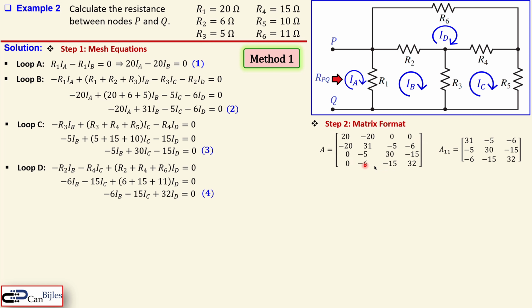Now we will determine the determinant of this matrix A and the determinant of this matrix A11. And then the ratio of these two, determinant of A divided by the determinant of A11, will give you the required resistance between the P and Q. Now the determinant is shown here. So we go, let's say, by this row. You can also go by this column. It doesn't matter how you go, but this is more efficient because we have here 2 zeros.